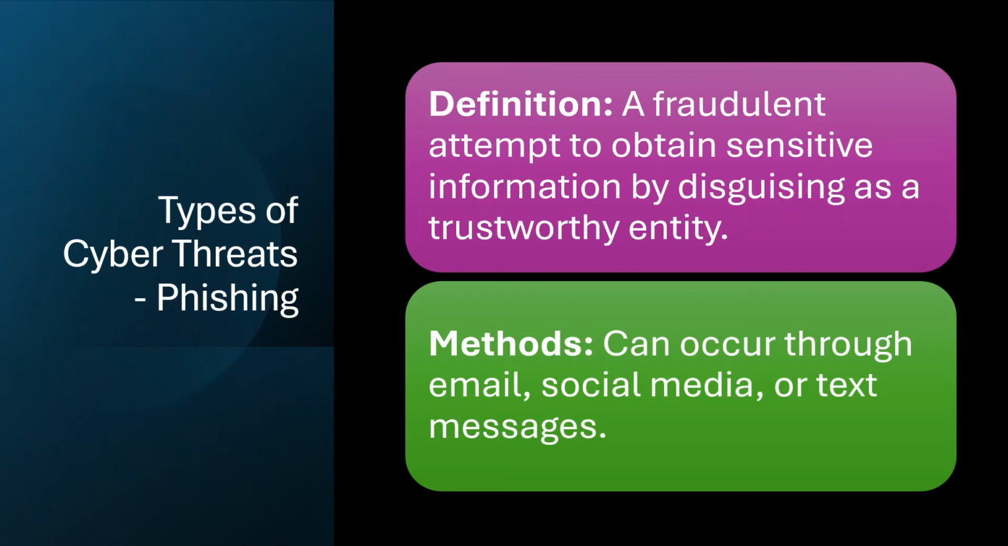Next, we have phishing. Phishing is a technique used by cybercriminals to trick individuals into revealing sensitive information, such as usernames, passwords, or credit card details. Here's how it typically works. You receive an email that appears to be from a reputable source, asking you to click a link or provide information. Always look out for suspicious email characteristics, such as poor grammar, unusual sender addresses, or requests for sensitive information.